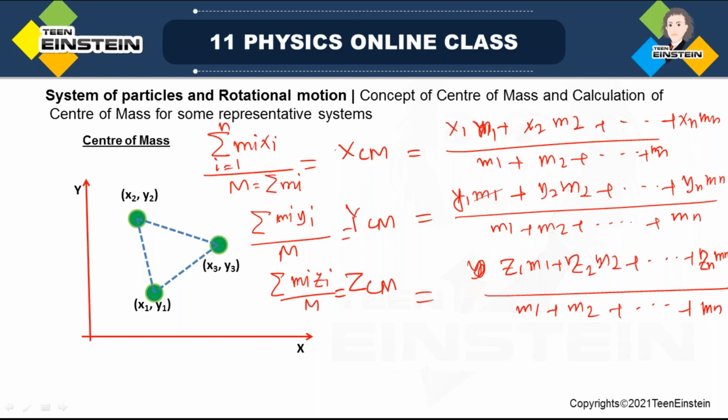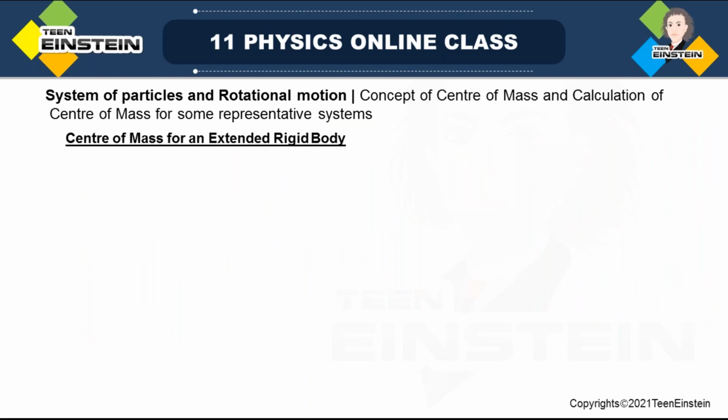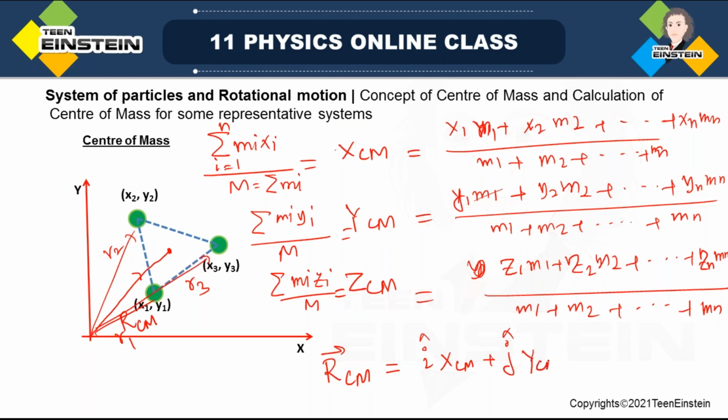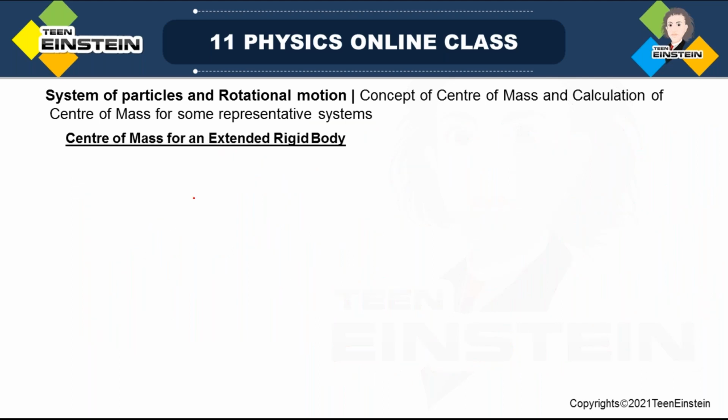Now suppose we write the center of mass coordinate in terms of vectors. Suppose the center of mass is over here, and its position vector is capital R cm. All the particles have position vectors, say r1, r2 and r3. The center of mass in vector form can be written as i cap xcm plus j cap ycm plus k cap zcm. You can write these terms with whatever you know from here. I'll just go to the next page.